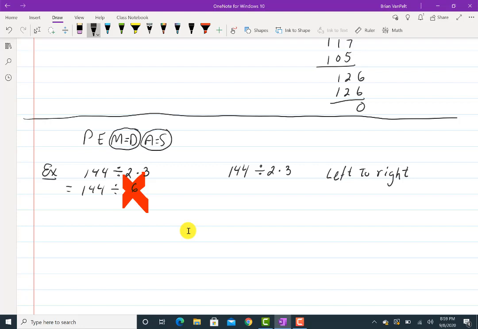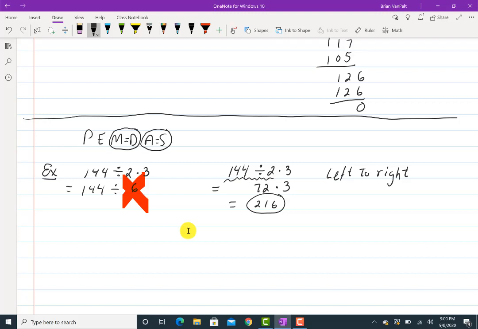So I'm only going to do this portion first. 144 divided by 2 is 72. 72 times 3 is 216. So when you see multiplication followed by division, you would do multiplication first. But if you see division first, that's what you would do first. So PEMDAS, the way it's written, is a little bit misleading, especially if you're trying to just remember what the letters stand for and you don't remember anything else.